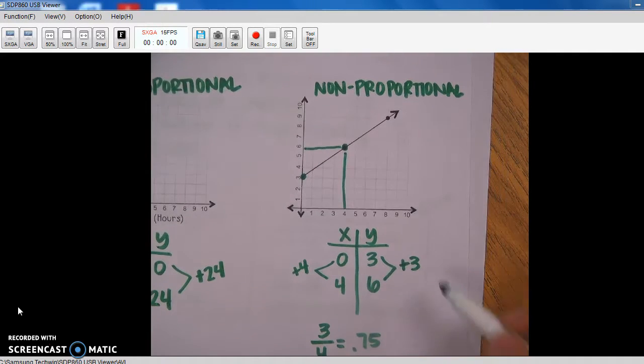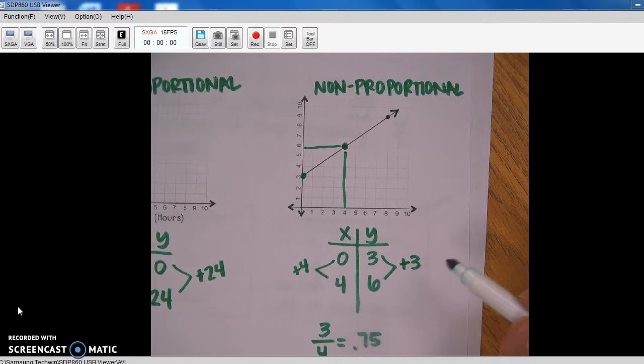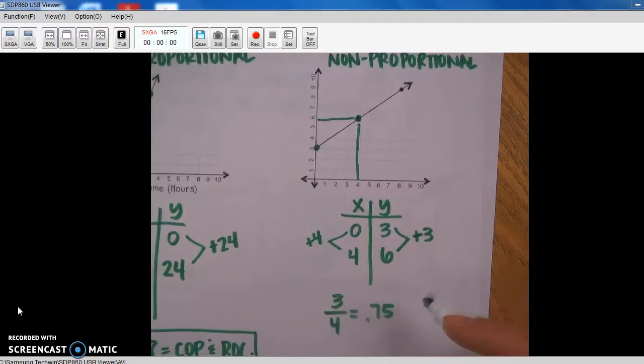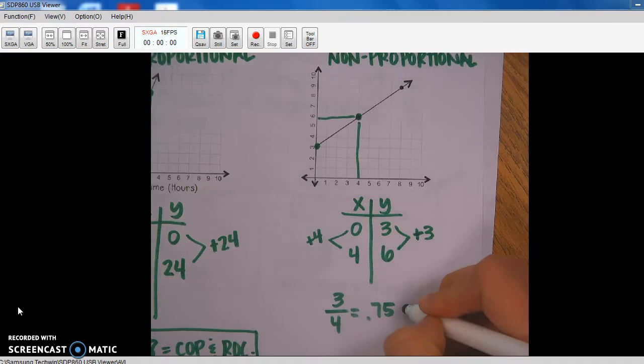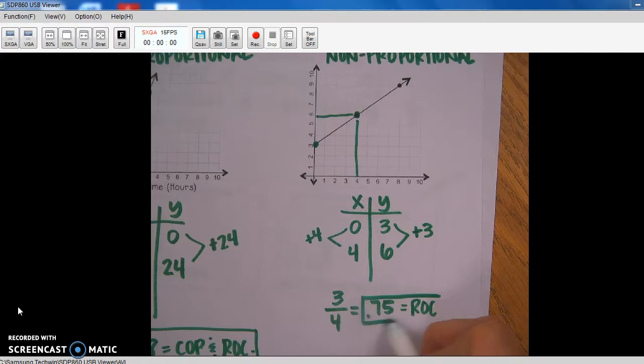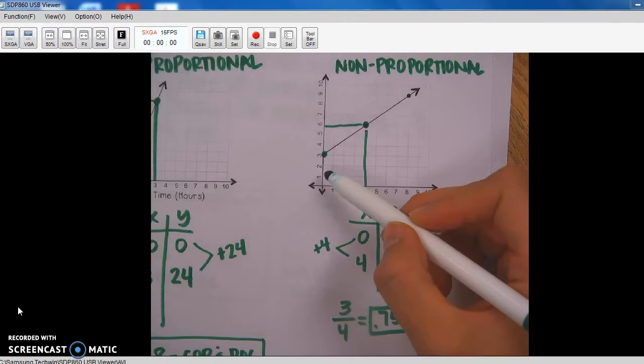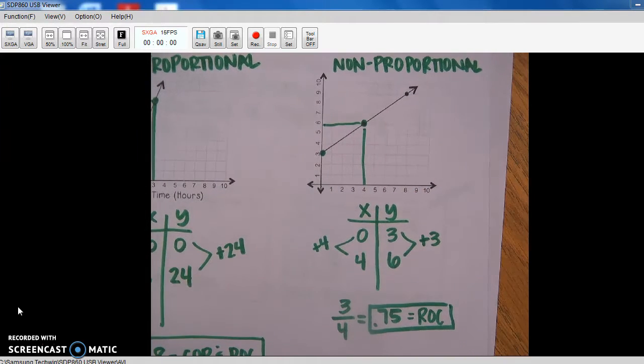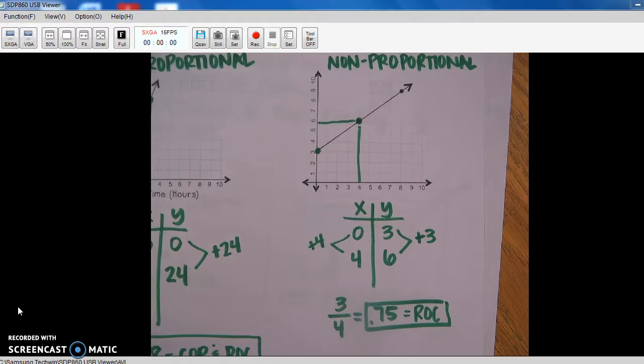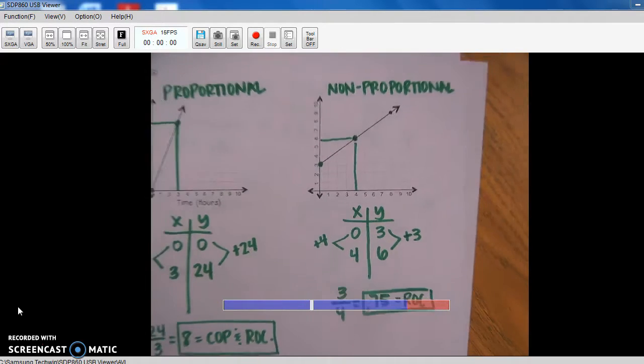Now remember, since this one is not proportional, we don't have a constant of proportionality. We just have our rate of change. So 0.75 is just the rate of change. And our starting amount, our initial value, is 3. Okay, so let's see what that looks like in an equation.